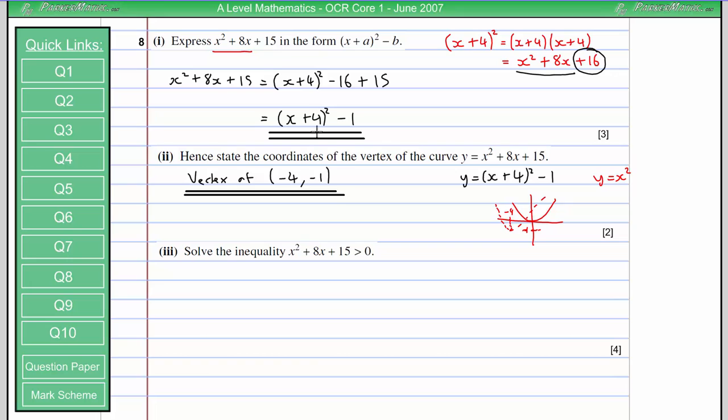Okay, you don't need to draw the graph, I've just used that to help illustrate where the answers come from. And part 3.